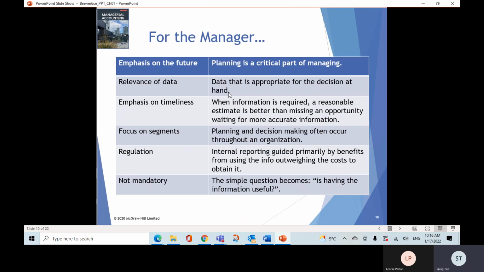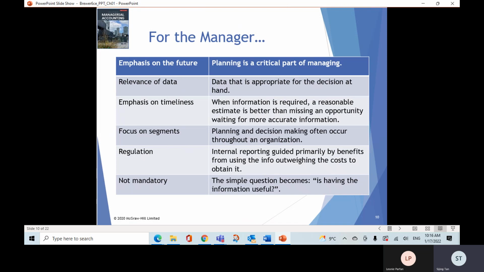There we go. Financial accounting data are expected to be objective and verifiable. Managerial accountants focus on providing relevant data, even if the data are not completely objective or verifiable, because we need the data to make decisions, right? So it doesn't have to be objective. But when you prepare the financial statements, you have to make sure that there's no bias.